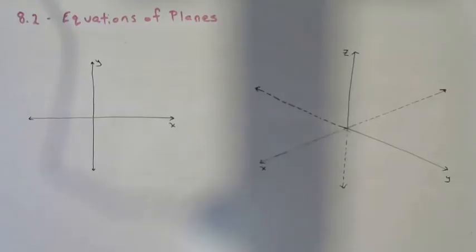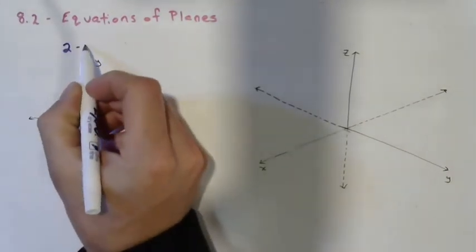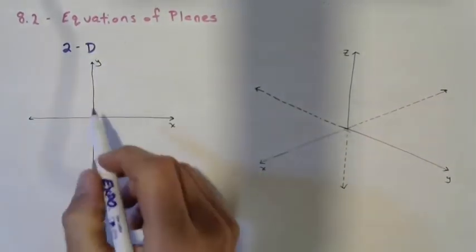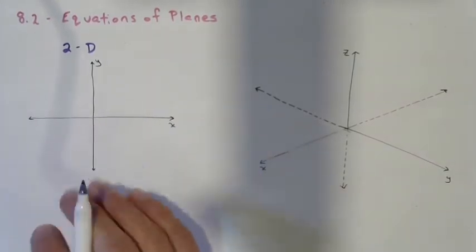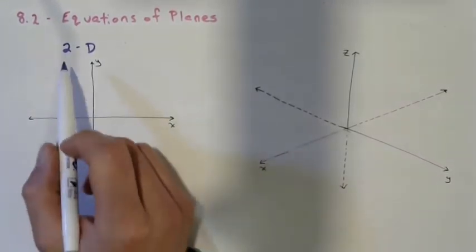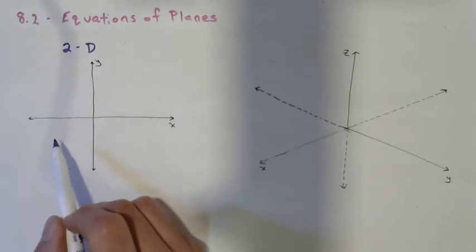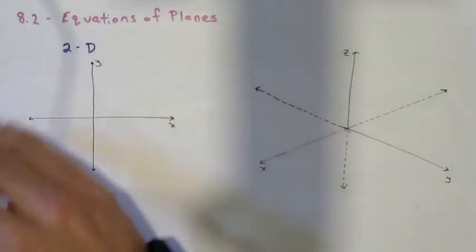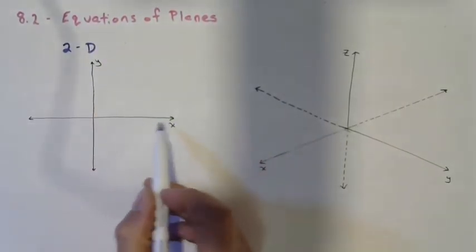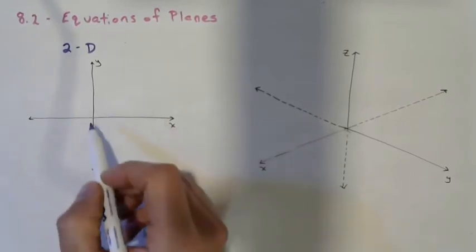Welcome to 8.2, Equations of Planes. Just to get us in the right frame of mind, we are very used to, very confident working in two-dimensional space using our coordinate plane. This is called a coordinate plane because it is a two-dimensional space that expands infinitely in all directions. That's why we have our arrows here, left and right, and up and down.